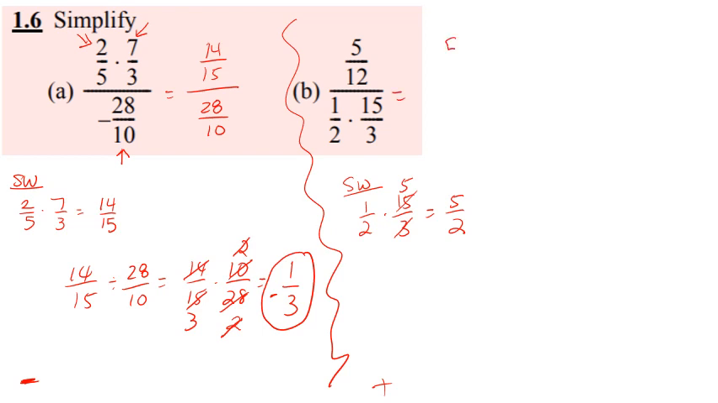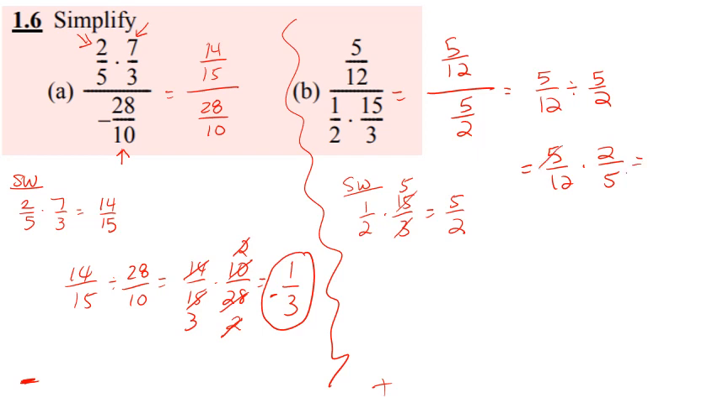So I got 5 over 12 divided by 5 over 2, and I'm going to see if I can squeeze this in here. This is going to be 5 over 12 divided by 5 over 2, and that's going to be 5 over 12 times 2 over 5. Reduced by 5, reduced by 2, and this will be 1 over 6.